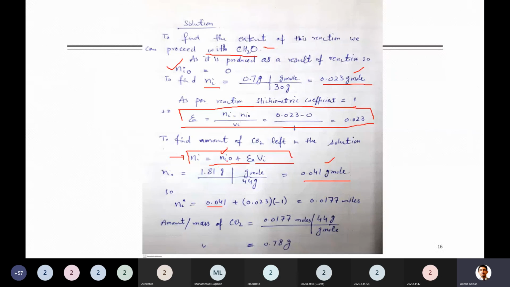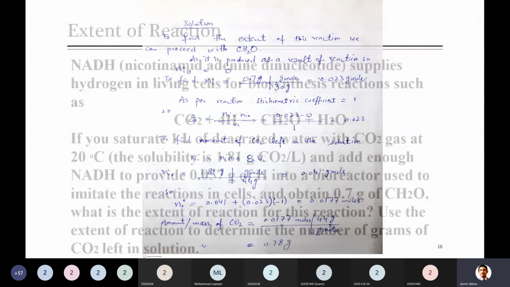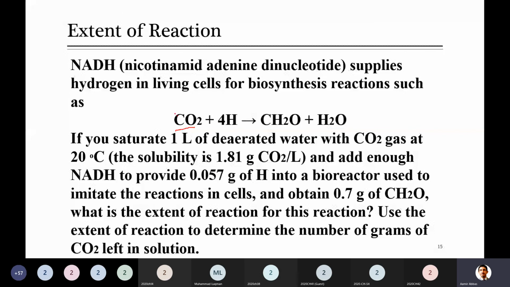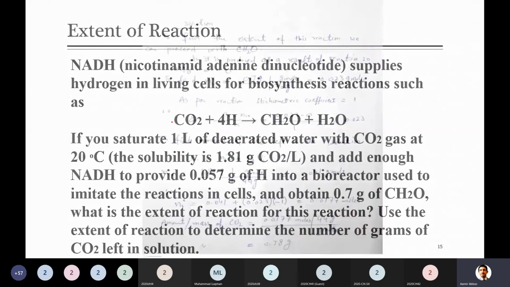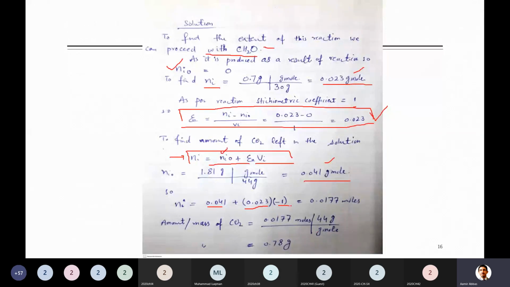When you know the number of moles, just come to this equation. It is Ni0, the initial number of moles entering the system, plus the extent of the reaction, which is 0.023, you just calculated it here, multiplied by the coefficient. So go back to the equation. Here it is 1 for the reactant, and because this is a reactant, we put a negative sign. It is -1 here, and you found that there are 0.0177 moles of CO2 still in the system.